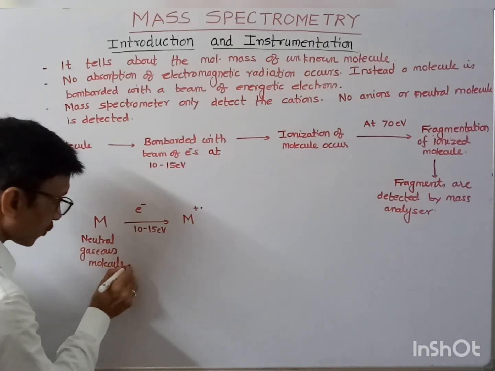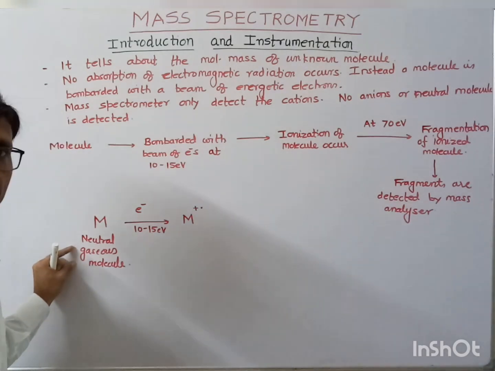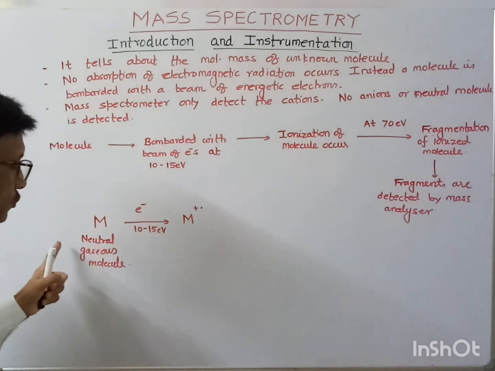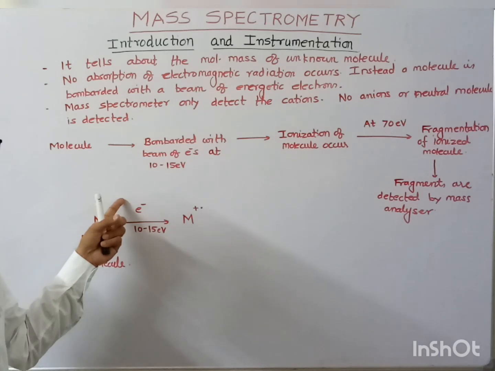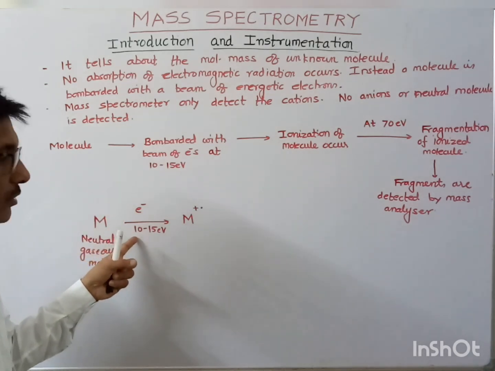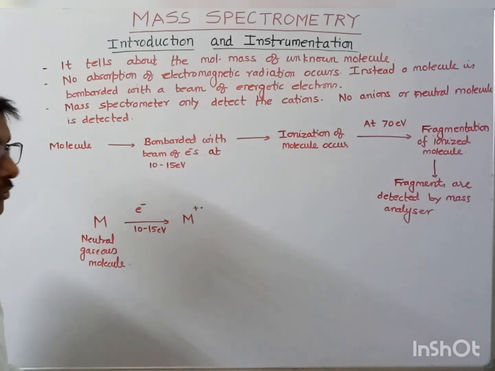Suppose a molecule is in solid form, then first of all it should be converted into a gaseous molecule, then it would be bombarded with the electrons. If the molecule is liquid, then it is converted into gaseous form after vaporization, and then bombarded with the electrons. And if it is already in gaseous form, it could be directly bombarded with the electrons.